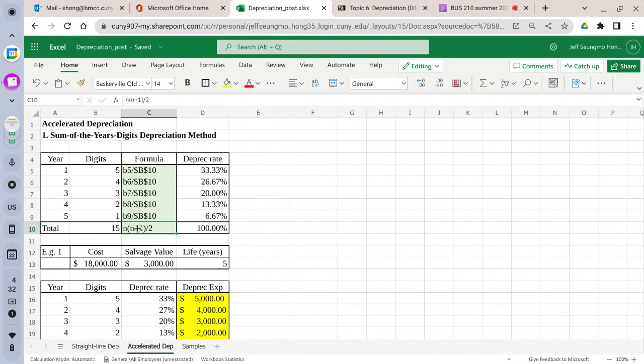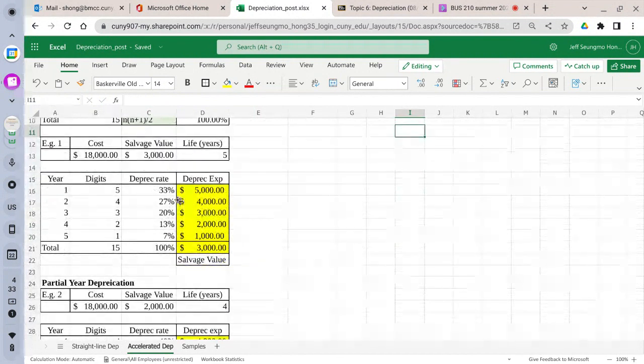And in the old days, if it was something like 1 through 5, you could even do it mentally. But if it is like 360 months, 1 through 360, it's not easy to find the sum of 1 through 360. And this was what they did in the old days to find the sum. But we don't need that, because Excel automatically sums up everything.